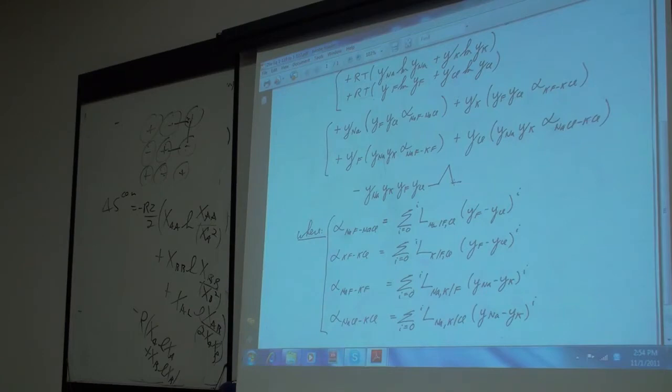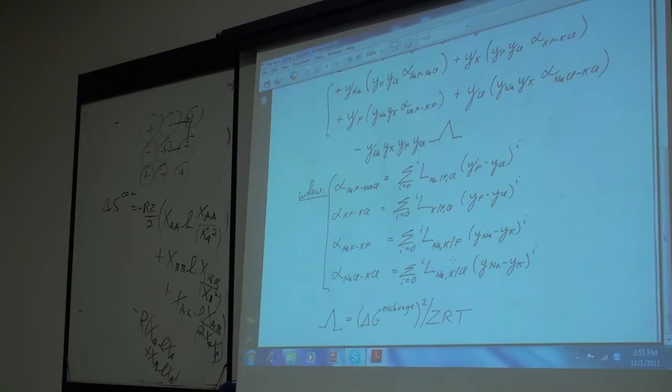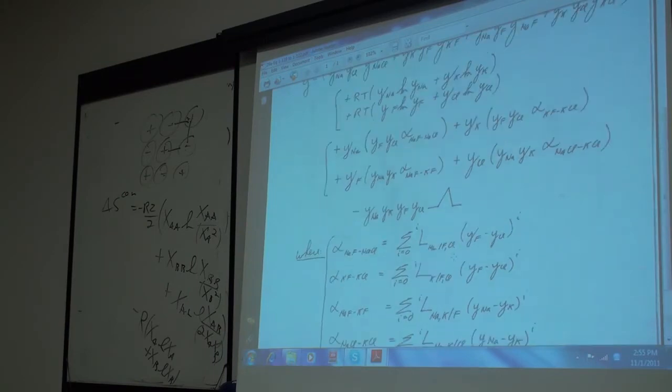Okay, but often lambda is treated as a ternary term. But if you want an approximation for lambda, it's del of g exchange squared over ZRT. And lambda should always be positive, because this whole term should be negative. So lambda is approximated by del of g exchange squared over ZRT. And if you want to do further adjustments, your first step would be to play with lambda a little bit and introduce it as an adjustable ternary parameter.